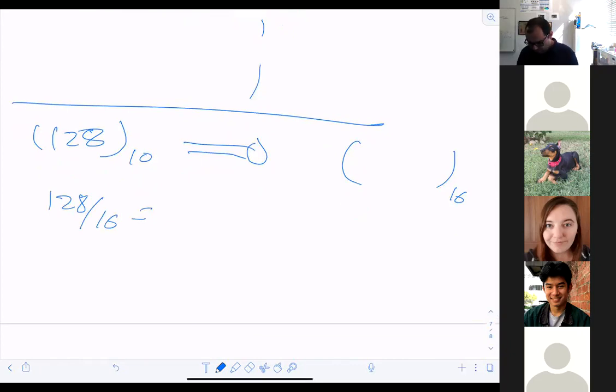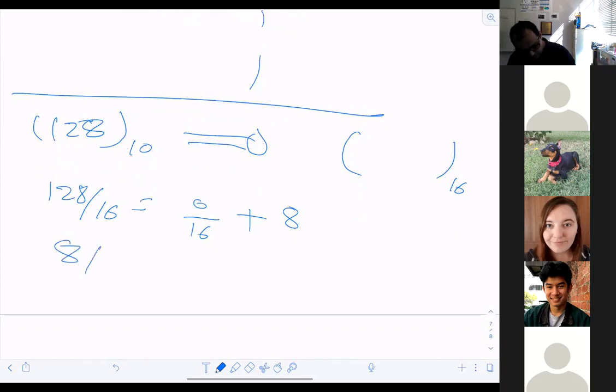So 128 divided by 16 is going to be 8 plus 0 over 16. Then 8 divided by 16, and you will continue, right? So it's going to be here 8 divided by 16 and 0. Then you can say it's 80.